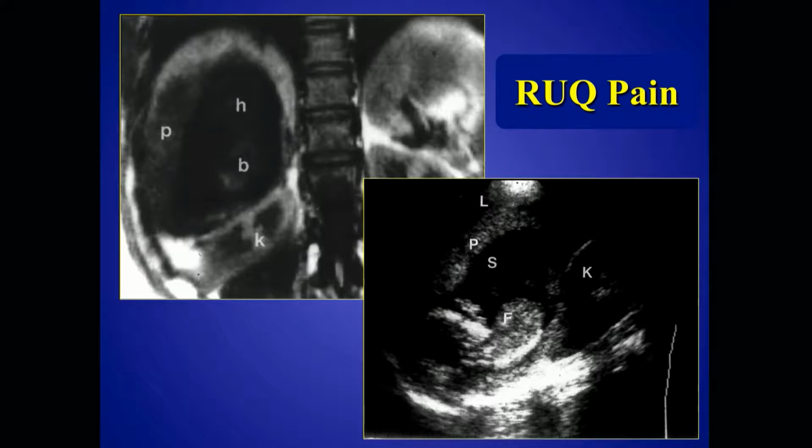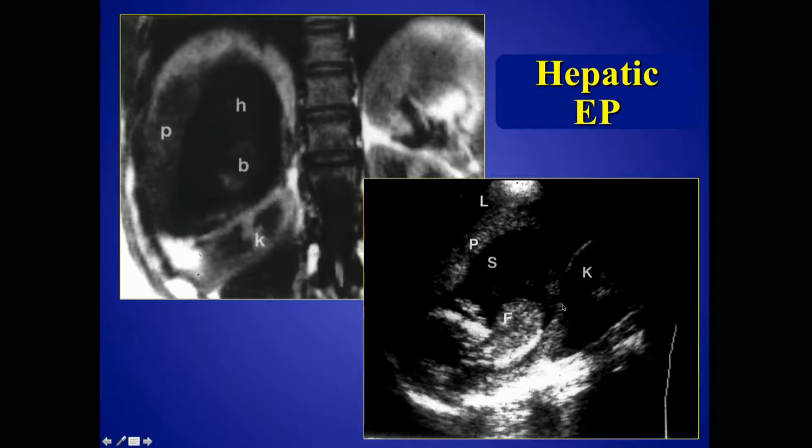Now, this is something I pulled from the literature, and unfortunately I don't have the reference for it, but it was so unusual. This was a patient that presented with right upper quadrant pain, and here we have a coronal MR and a sagittal ultrasound image of an intrahepatic ectopic pregnancy. I've never seen this, but it has been described in the literature, and you can see on the ultrasound that we have a fetus with a head, body, and extremities located above the level of the kidney, inside the right lobe of the liver.